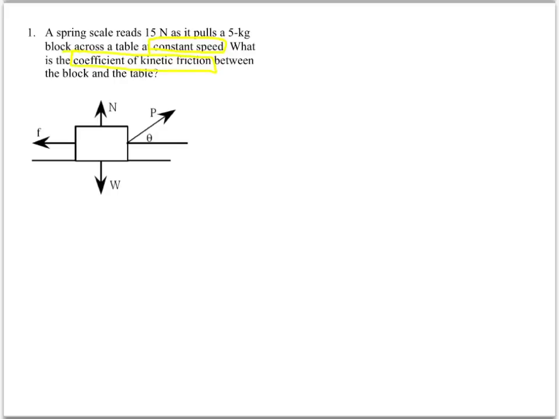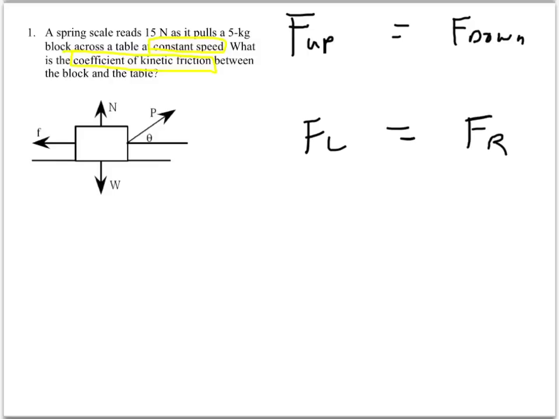Okay, well, like I said, this is an equilibrium problem because it says it's moving at constant speed, and I know there are forces involved. Therefore, my up forces equal my down forces. My left forces equal my right forces. Okay. Now let's start listing forces. I'll do up and down, or Y, in blue.